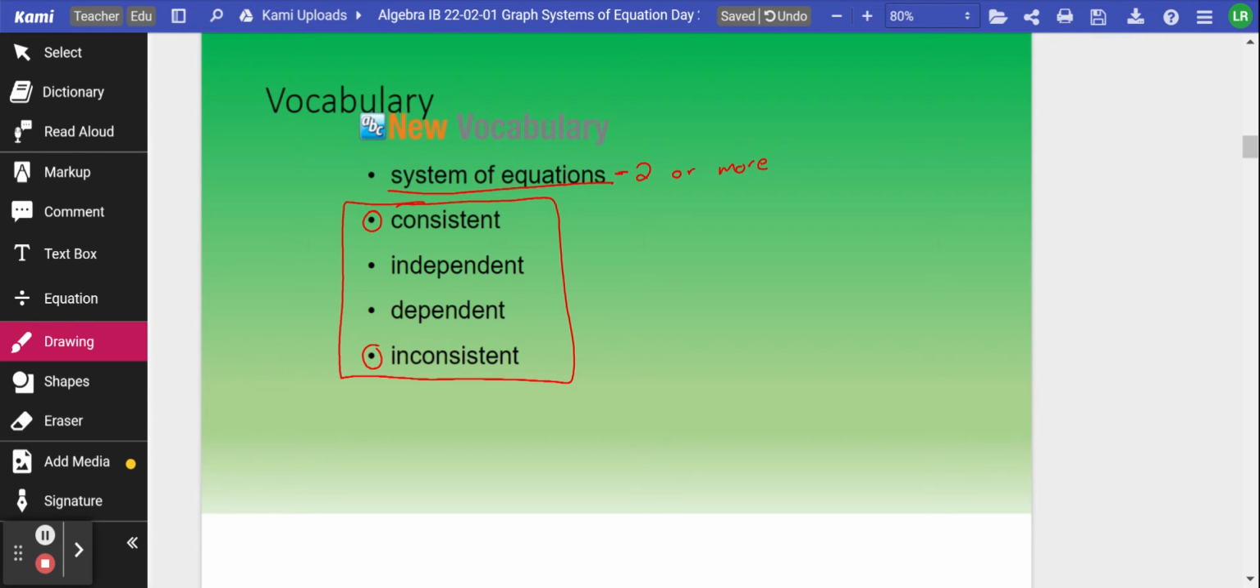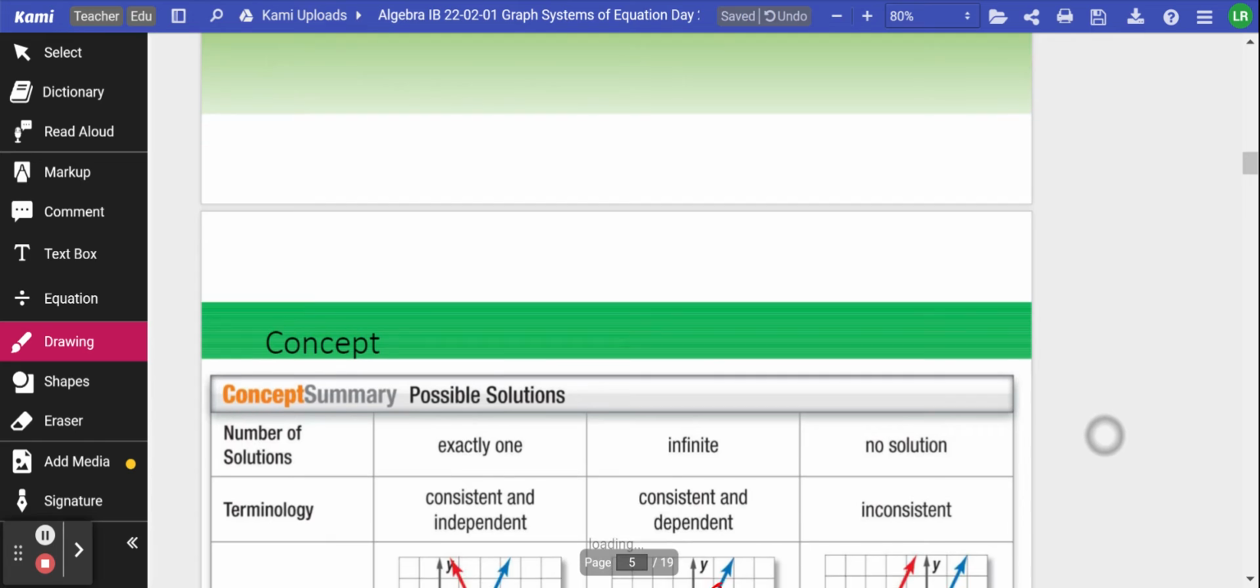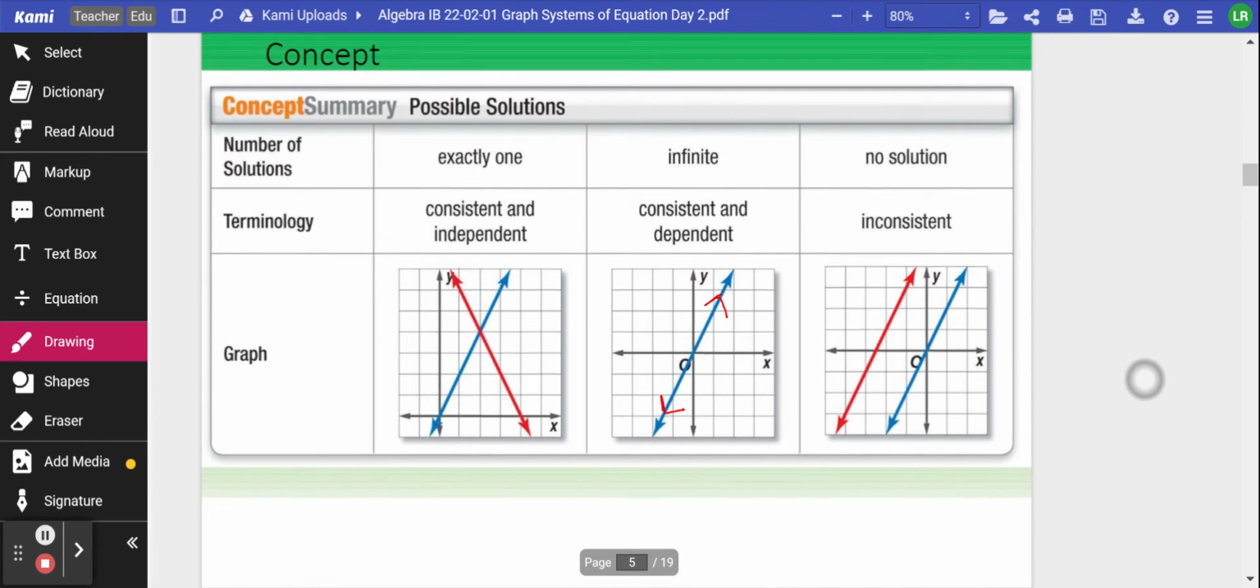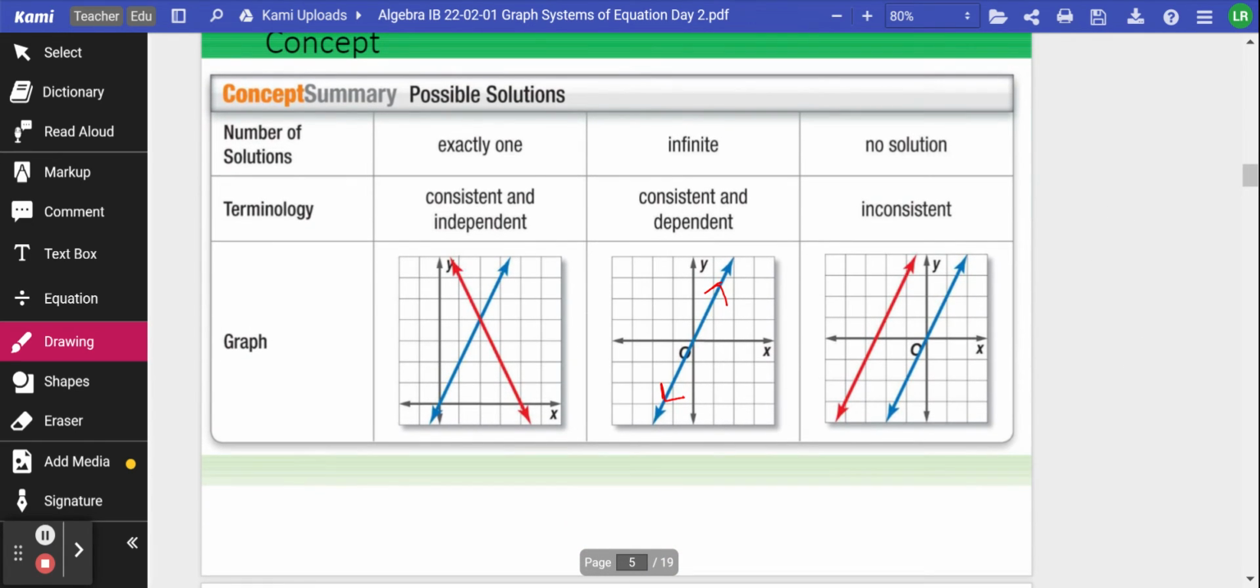Inconsistent means it does not have a solution. And then within consistent, there are two types: independent and dependent systems. Okay, so let's look at what they do look like. And you will have this particular slide to use as your notes.